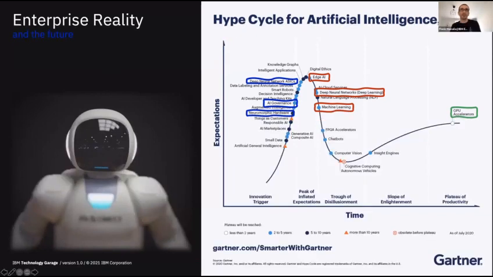I want to start with something interesting: the hype cycle for artificial intelligence from Gartner last year. We see a couple of interesting things like deep neural network ASICs and edge AI at the peak of inflated expectations. But what is interesting is that today, with GPU accelerators and machine learning, we know what we can do with them.